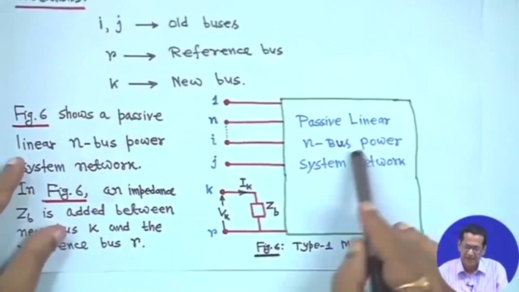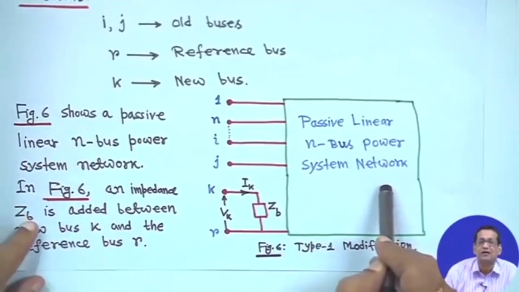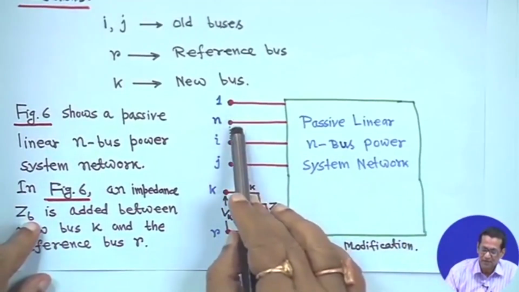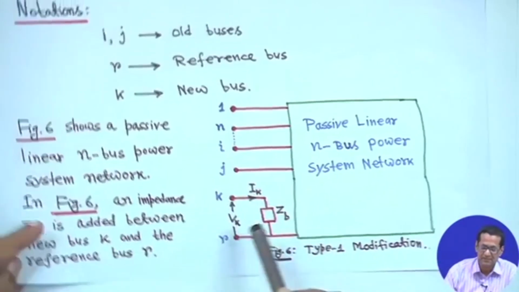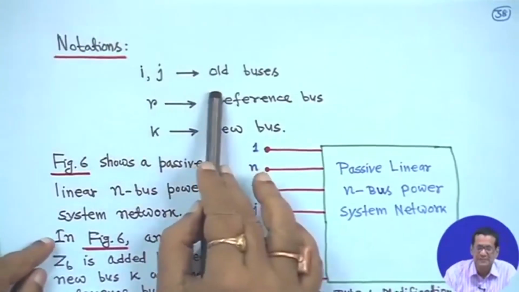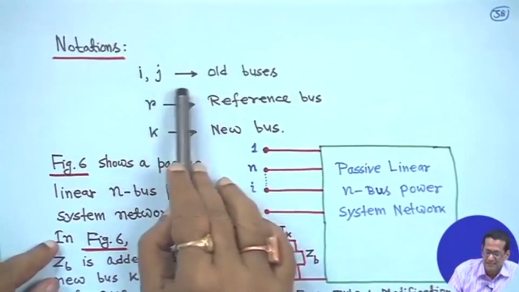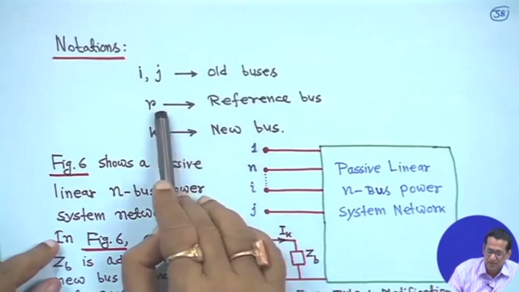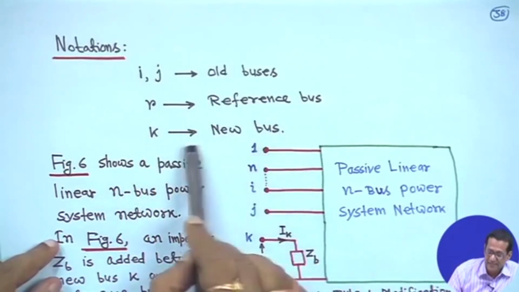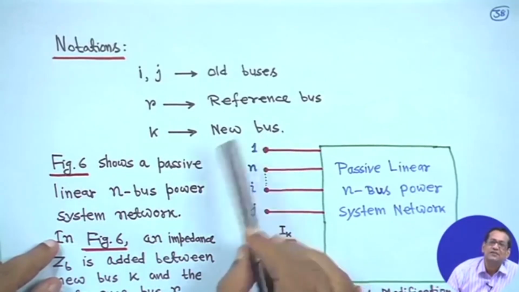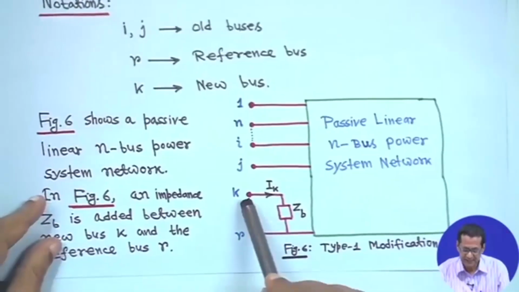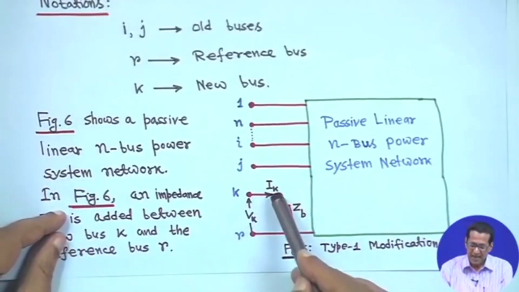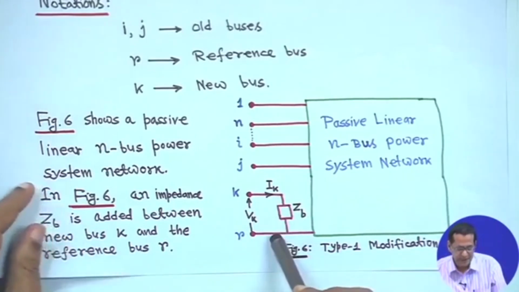So, what you do is take a passive linear n bus power system network. You have bus 1, bus n, bus i, bus j, and k is a new bus and r is the reference bus. We have to understand this notation: buses i and j are old buses, bus r is the reference bus, bus k is a new bus. That means a new bus is added to the network and it is connected to the reference bus.